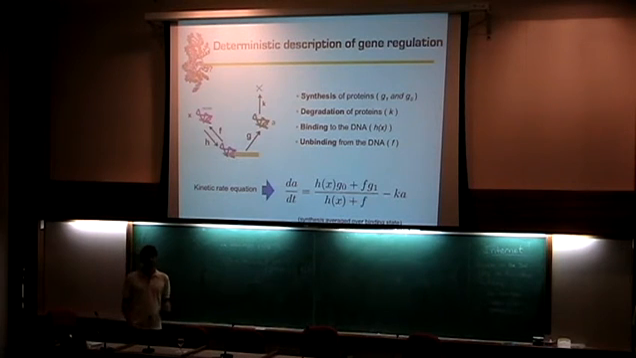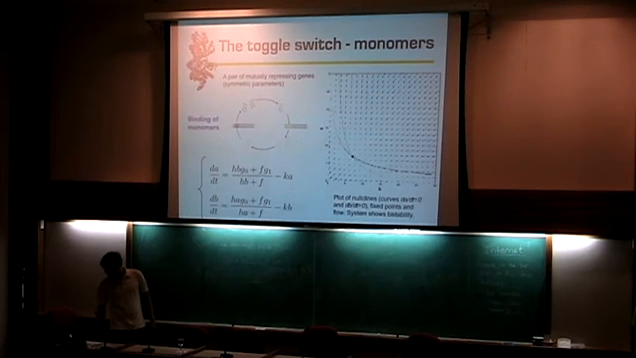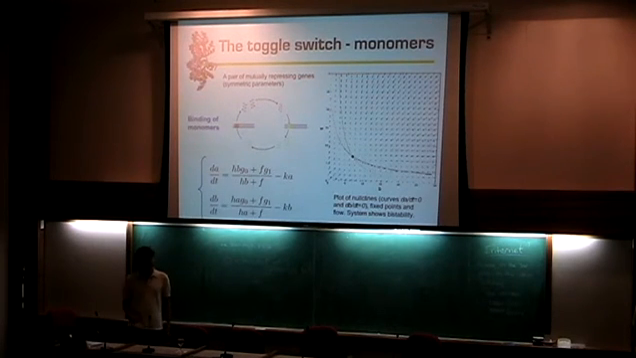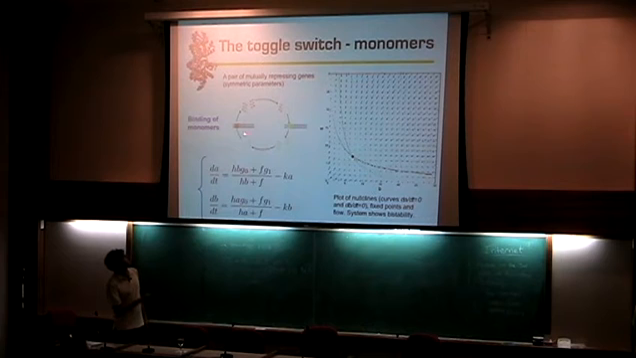So in most cases where the binding and unbinding is really fast, that's okay to use this, but not always. Now, just to finish here, this is a little system of two genes that repress each other. Gene A represses gene B, gene B represses gene A. If you write down the equations for the binding of monomers, the Hill coefficient is going to be 1.